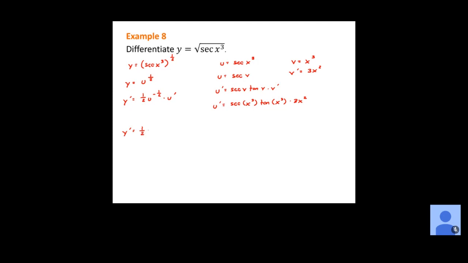So we have 1/2. U is secant x cubed raised to the negative 1/2 power. And we're going to multiply that by the u prime, which is all of this stuff. Secant x cubed, tangent x cubed times 3x squared.